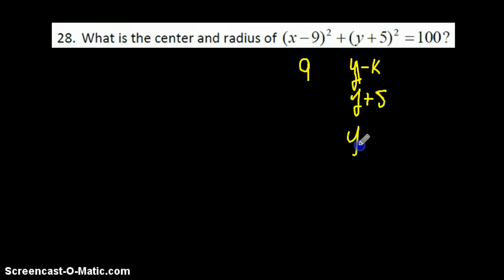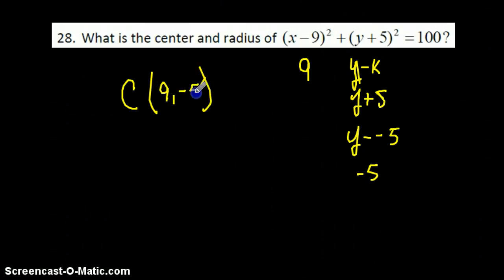Alright, so what's the center and radius of the circle? Well, if you remember the formula which we just reviewed in the other video, this is x minus h, so h is 9, and this is y minus k. Remember, y minus k is in this position of y plus 5, so it must have been y minus a negative 5. So k is negative 5. So the center of the circle is 9 comma negative 5.